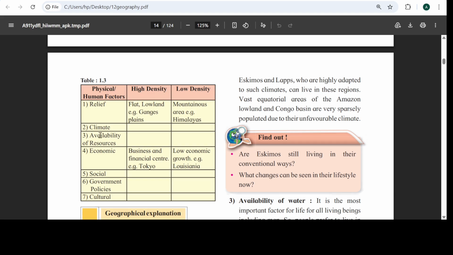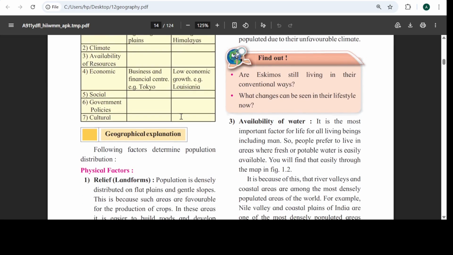High density, low density. Relief: flat lowland. Example, the Ganges plains have high density of population. Mountainous areas like the Himalayas have low density of population. Climate, availability of resources, economic, social, government policies, cultural. In the economic factor, business and financial centers have high density of population. Example, Tokyo. Low economic growth. Example, Louisiana has low density of population.